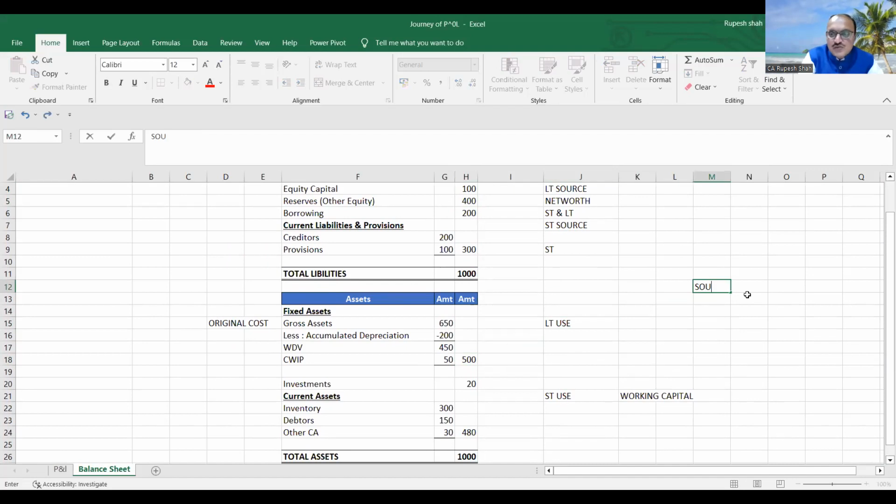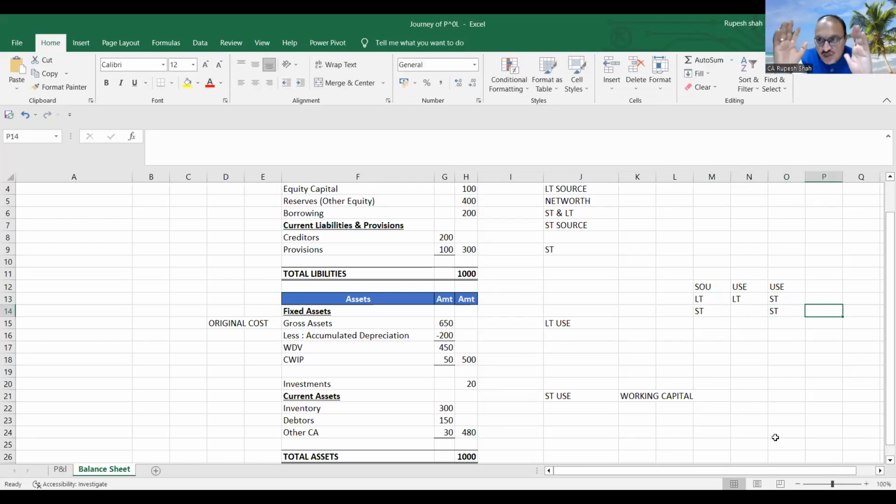Let me just write here: source and use. My long-term source can go into the long-term use and can go into the short-term use. But if I have short-term money, it should go only into the short-term. My short-term money, which is repayable within 12 months, should not be used for a long-term purpose. If that happens, chances are very high that the company may go into an asset-liability mismatch. When the maturity comes, they may not have the liquidity and they may default on their obligations.